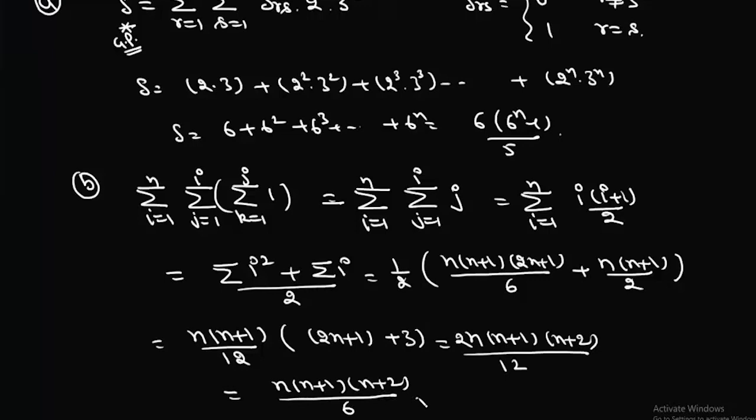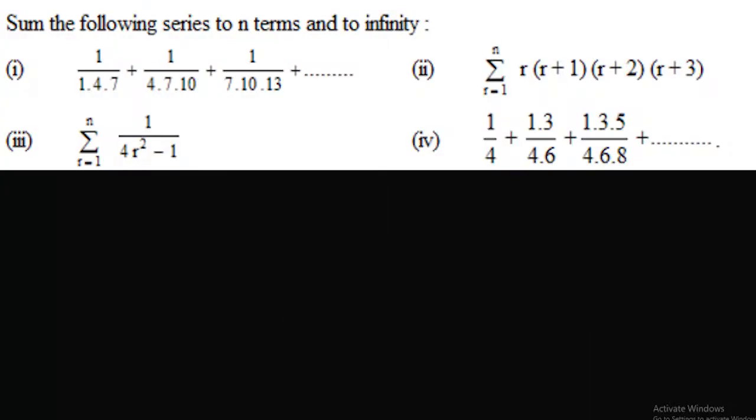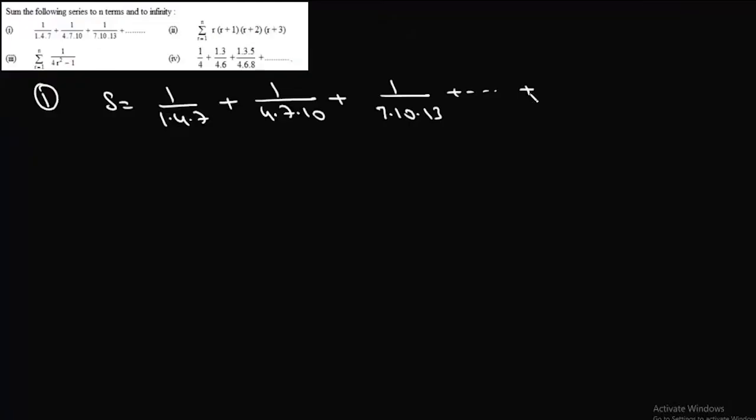And that is the answer to this question. Now here the question is we need to find the sum of these 4 series. This first one is the series 1 upon 1 into 4 into 7, 1 upon 4 into 7 into 10, 1 upon 7 into 10 into 13. We need to find its sum up to nth term and then up to infinity. First we will find the nth term for this series.